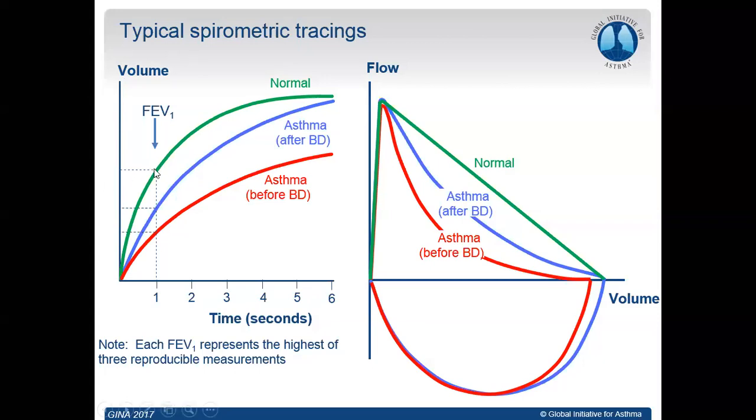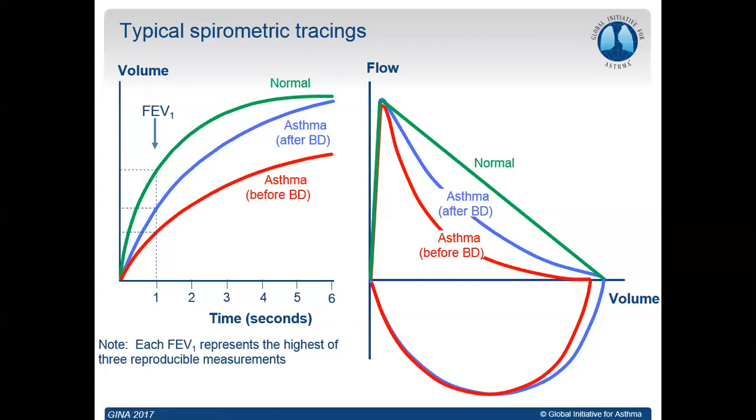You are asking the patient to exhale forcefully, and in that time, how much volume are you exhaling during the first second? That is very important. During the first second, the volume which you exhale in a normal patient is going to be high. And in an asthmatic, in the first second, it's going to be less, obviously, because of the bronchoconstriction.